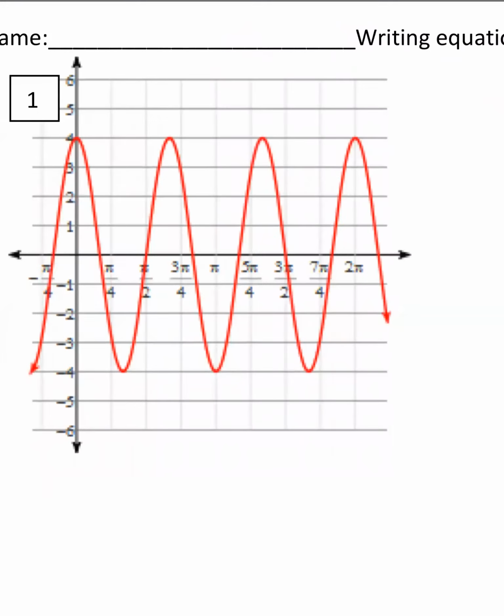Okay, so here's number 1. The very first thing I need to do is determine if I'm going to have a sine or a cosine curve. I'm looking at this and it does not pass through the origin. So that means it's going to be a cosine curve. That's easy enough. So now I know I'm dealing with y equals a cosine b of x.